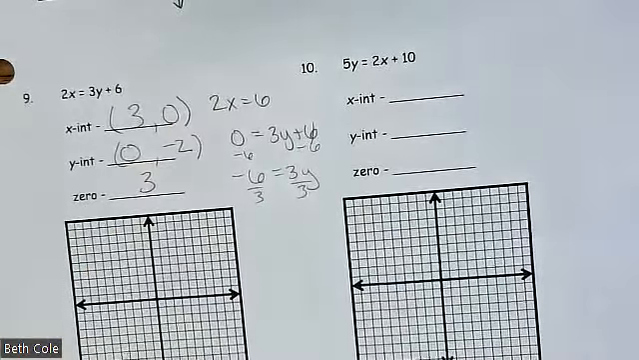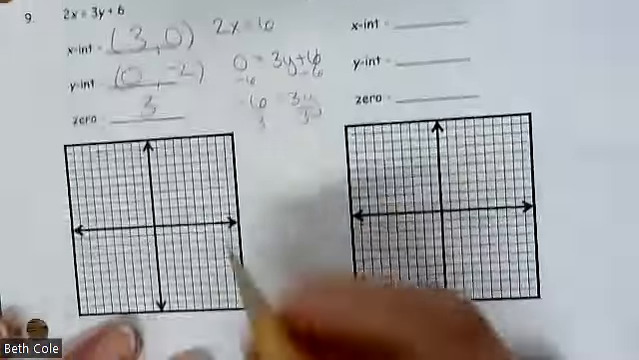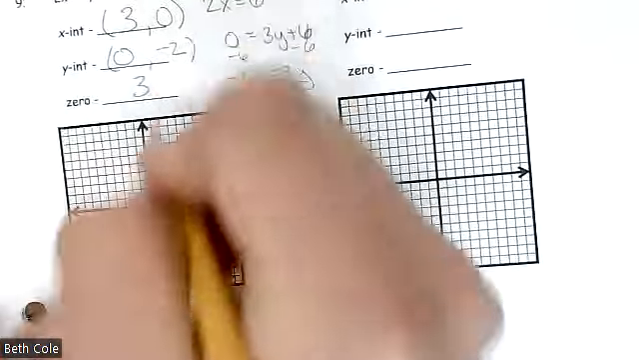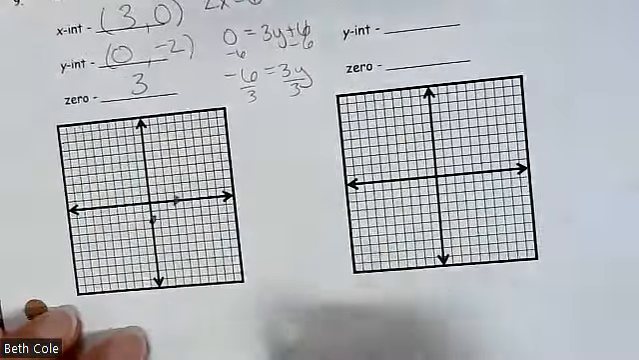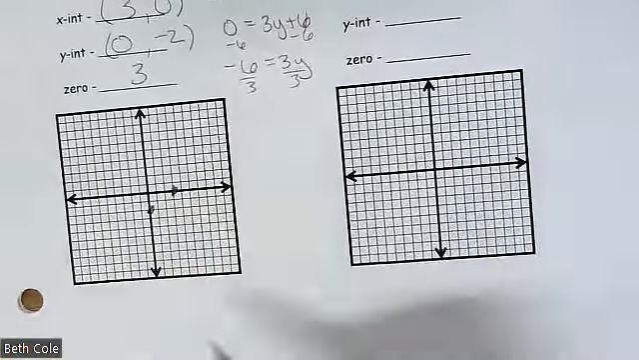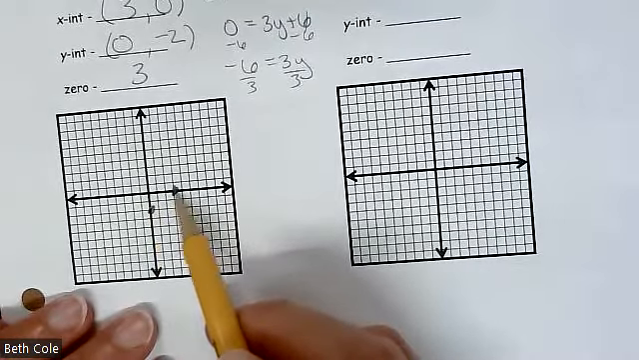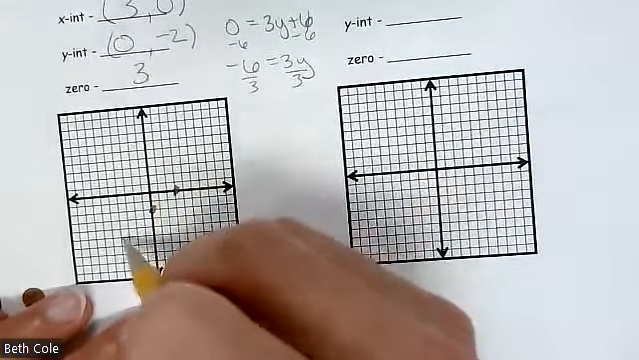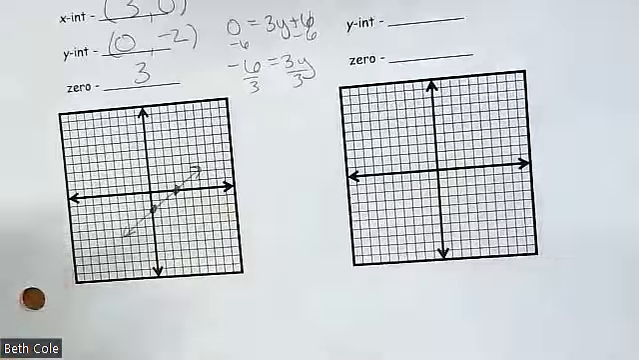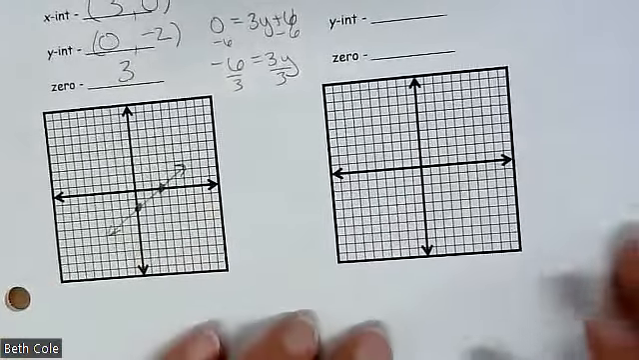You will plot those two points and connect them. All right, so 3, 0 is right here. 0, negative 2 is right here. And again, you could figure out what the slope is. Up 3, to the right 3, you would go up 3, right 3. You could keep on going, but for this lesson, we're just focusing on intercepts, so that's good.